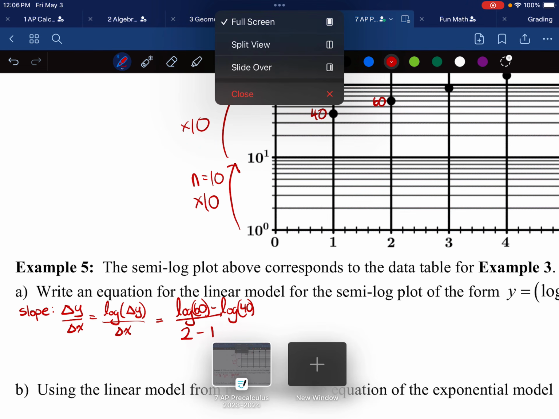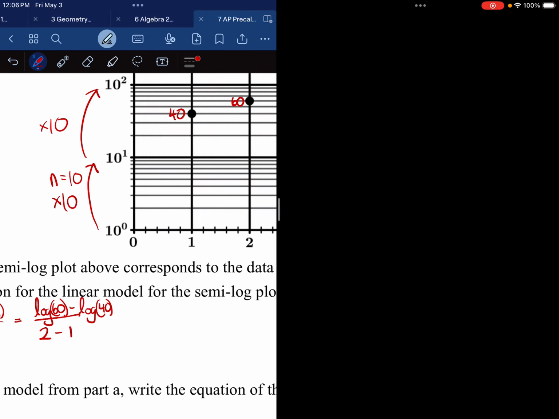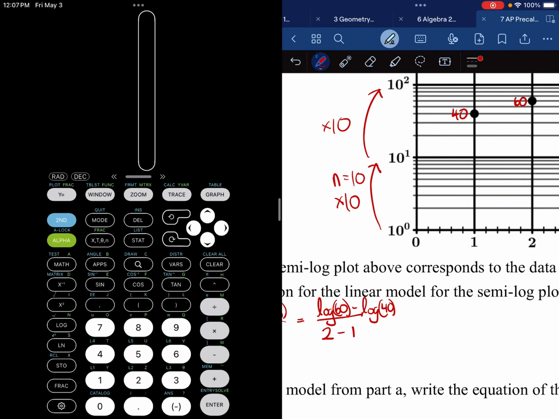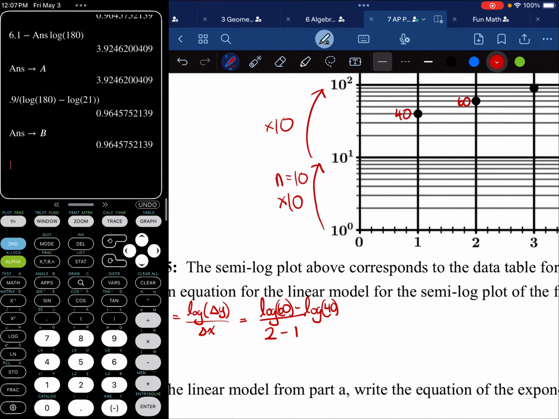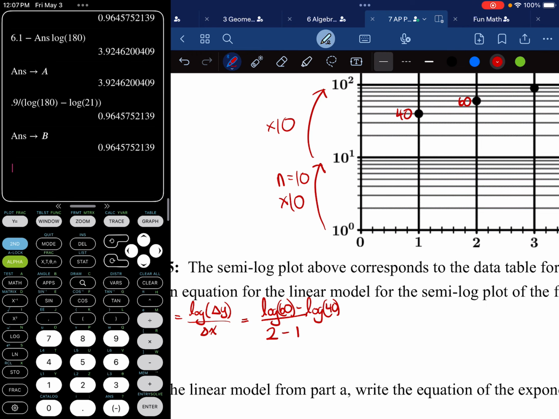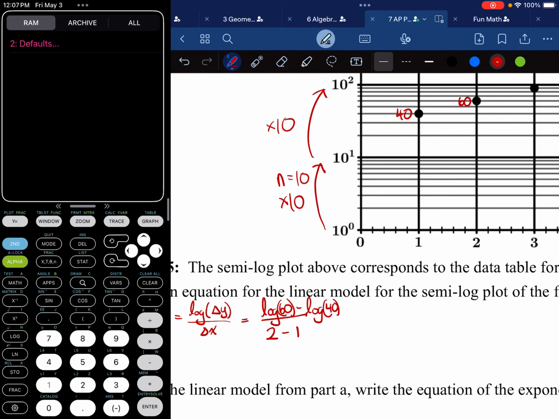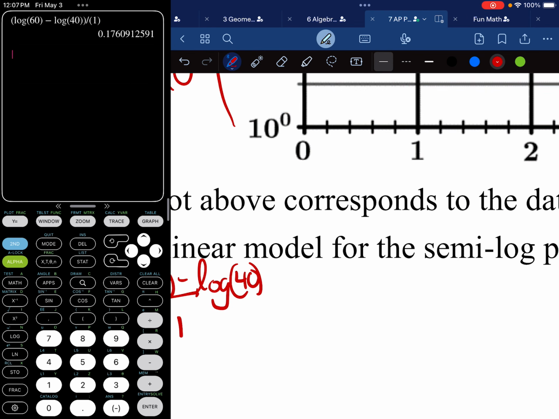So let's go ahead and do my split view. Let's open up my calculator. I need to do a second plus 712 to clear everything. All right, so on the top of my fraction, in the parentheses, is going to be log of 60 minus log of 40. Okay, that's the top, notice the parentheses, divided by, and I'll start my parentheses, 2 minus 1 is just 1. I didn't need to do the divide by 1, but whatever. So there it is, and I get my slope.